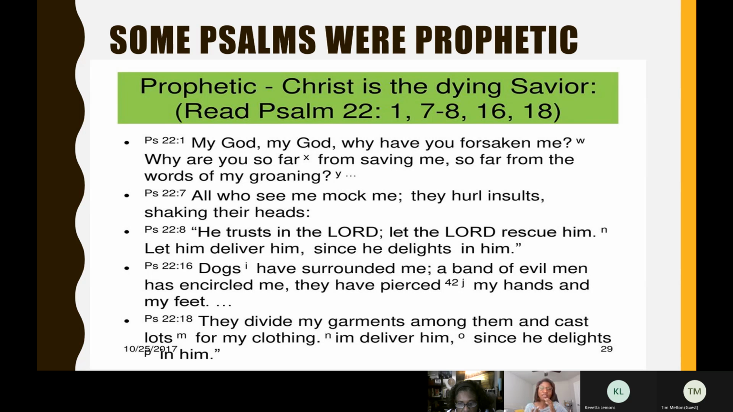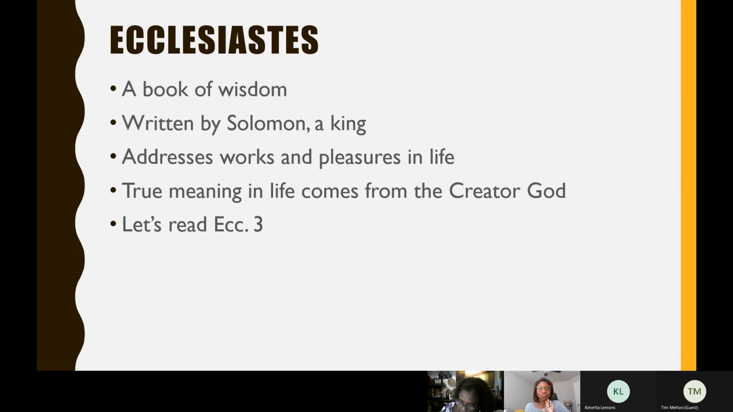And Jesus actually said some of these words on the cross. He said this right here, verse 22 and 1. This happened to him, verse 22 and 18. This happened to him, verse 22 and 16. Happened to him, and 22 and 7. All of that happened in the New Testament. So I thought that was really, really interesting. All right, everybody, I apologize. We're going to move fast so we can finish up here.